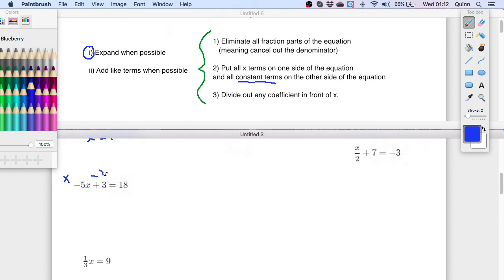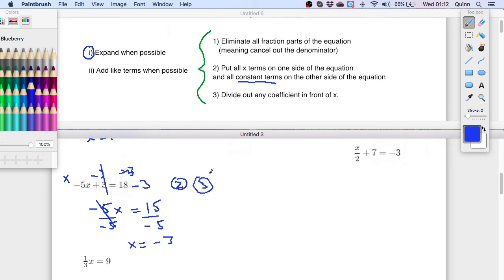I can do that if I go minus 3. This eliminates my 3, and I end up getting negative 5x. What's 18 minus 3? I'll put it down here so it's a little bit easier to understand. 18 minus 3, well, that's 15. So that's rule number 2 we used. And then rule number 3, divide out the coefficient in front of x. Divide out by negative 5, divide out by negative 5. x is equal to negative 3. So there we go. We used rule 2 and rule 3 in this example.